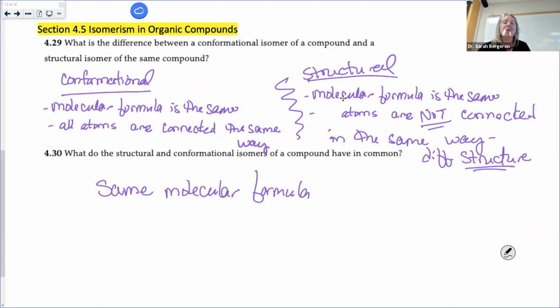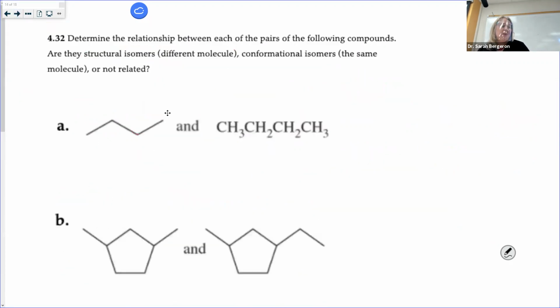A structural isomer has the same molecular formula, the same number of carbons, same number of hydrogens, but the atoms are connected in a different way, right? So my arms and legs are connected in a different way. And then the third option is that they're not related, right? So no matter what, if you're an isomer, you have the same molecular formula. If you don't have the same molecular formula, you are not an isomer, right? So let's go look at some examples. All right, so we have to determine the relationship between each of the pairs of the following compounds.